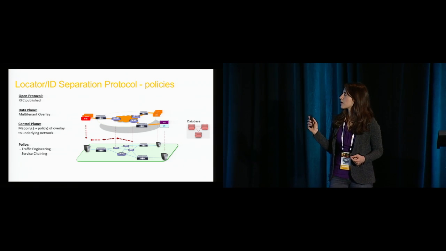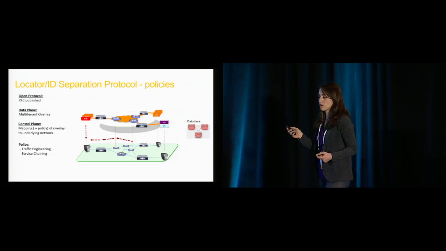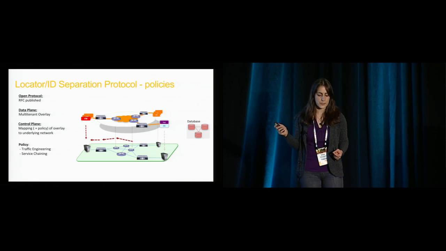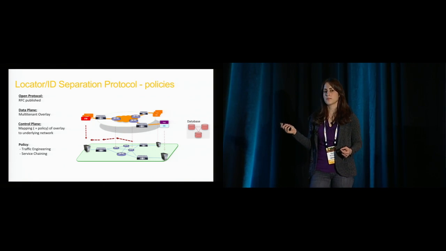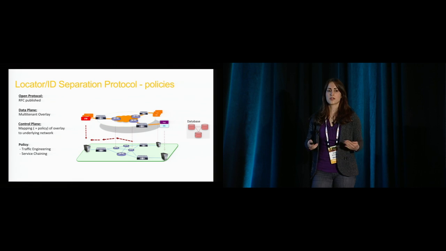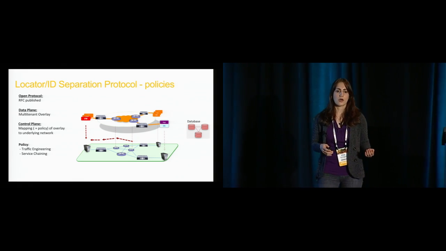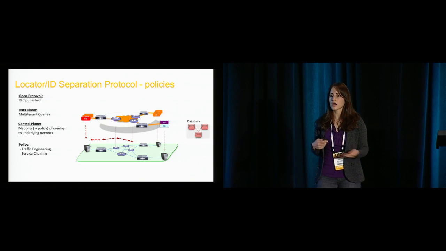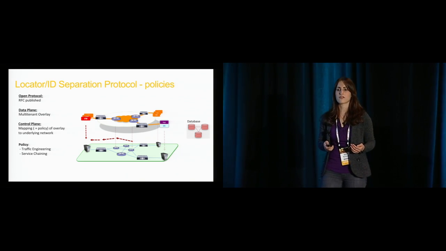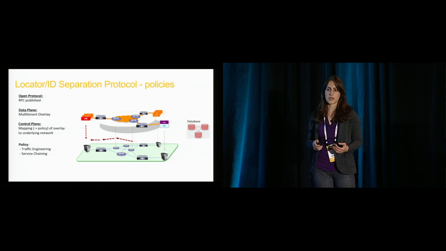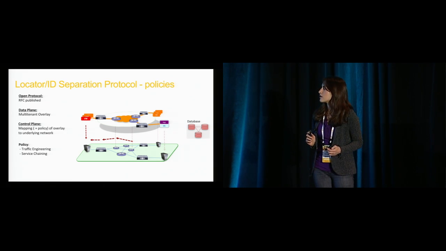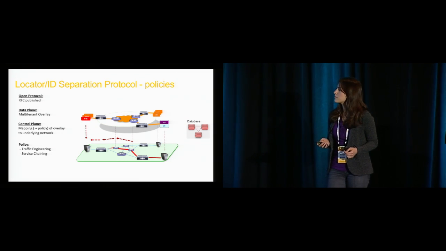One other thing is that when Lisp gets the mappings from the database, if it doesn't have them already, the first time it will do a lookup, but it will cache the mapping locally. So for the rest of the packets in that flow, the mapping is already cached locally, and there won't be a lookup. So that's another policy that we can do with Lisp.